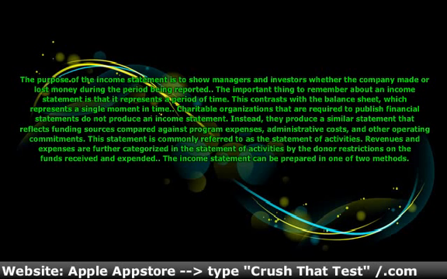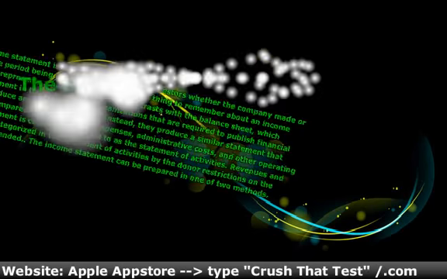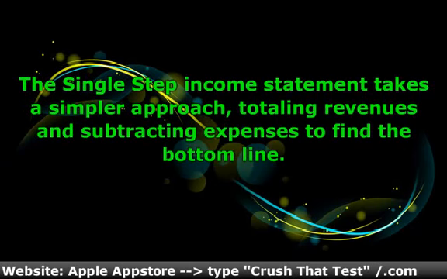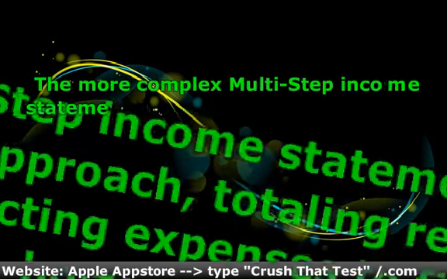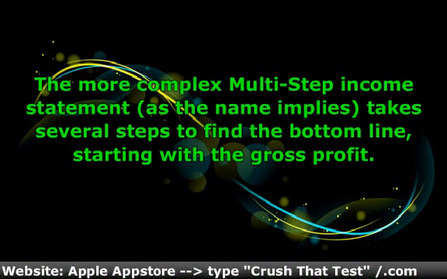The income statement can be prepared in one of two methods. The single-step income statement takes a simpler approach, totaling revenues and subtracting expenses to find the bottom line. The more complex multi-step income statement, as the name implies, takes several steps to find the bottom line, starting with the gross profit.